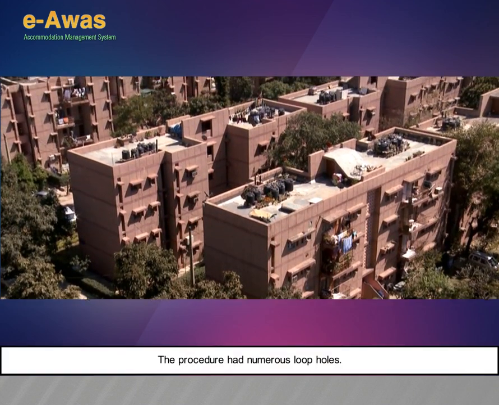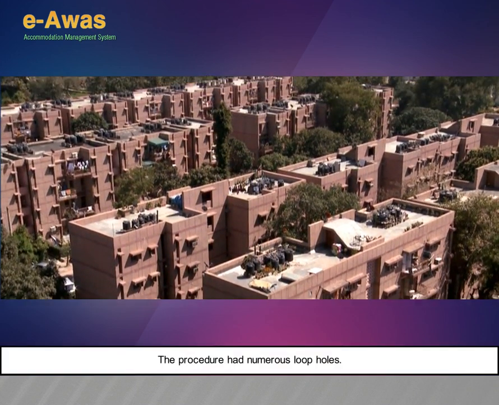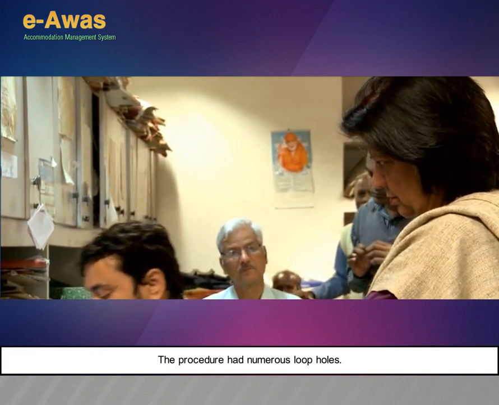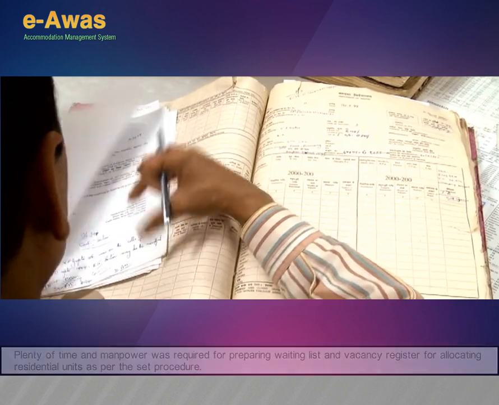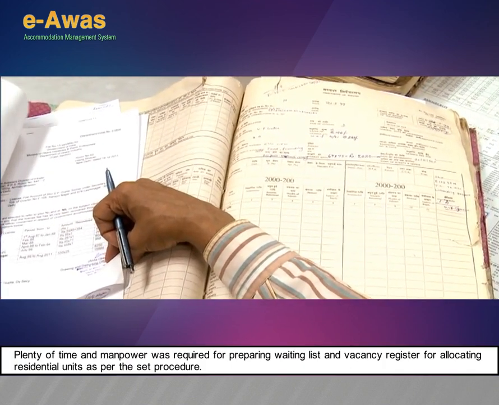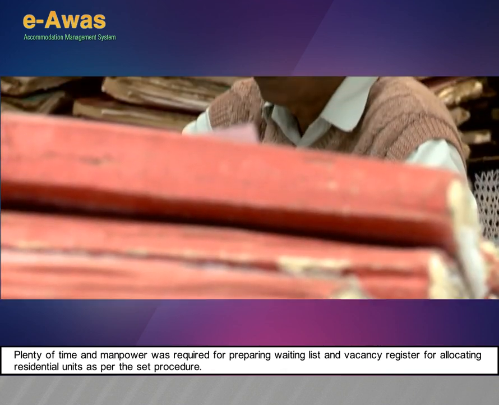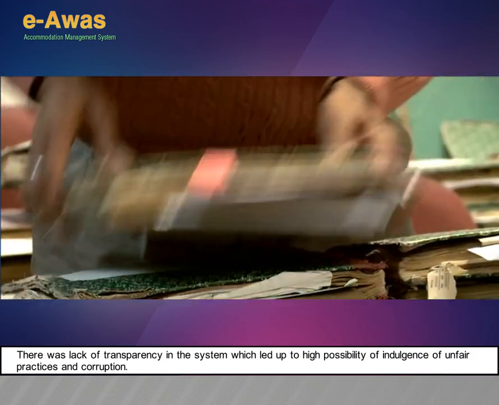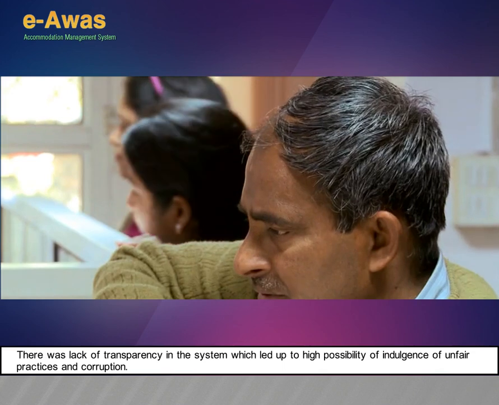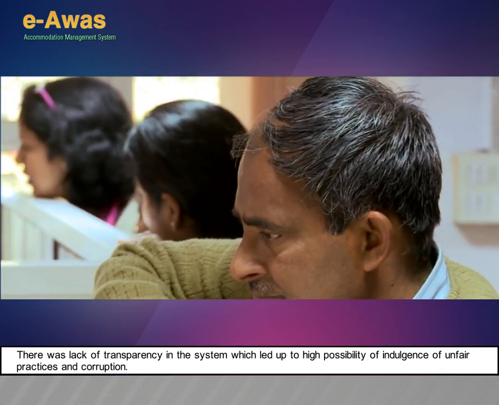The procedure had numerous loopholes. Plenty of time and manpower was required for preparing the waiting list and vacancy register for allocating residential units as per the said procedure. There was a lack of transparency in the system, which led to a high possibility of unfair practices and corruption.